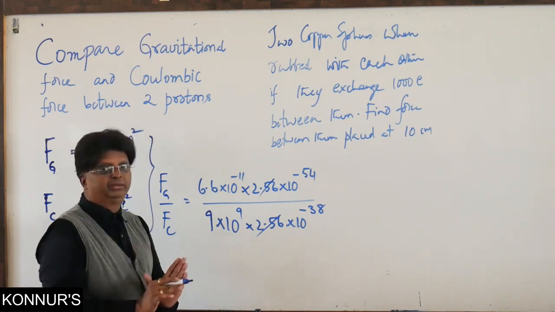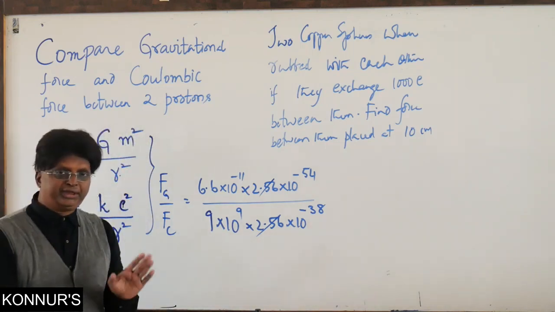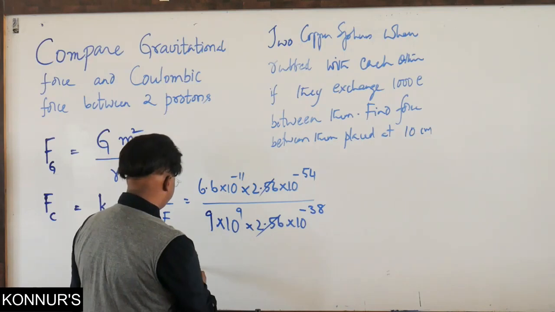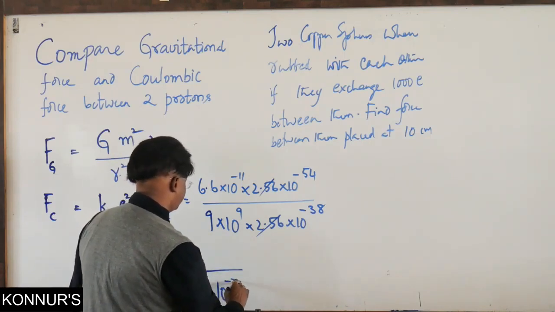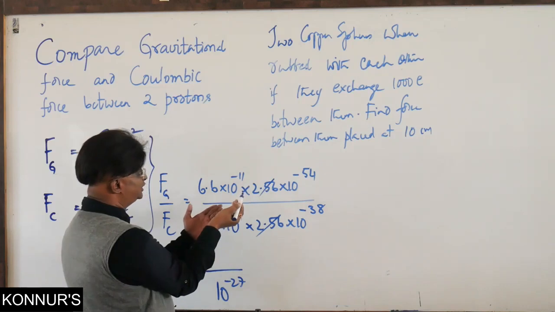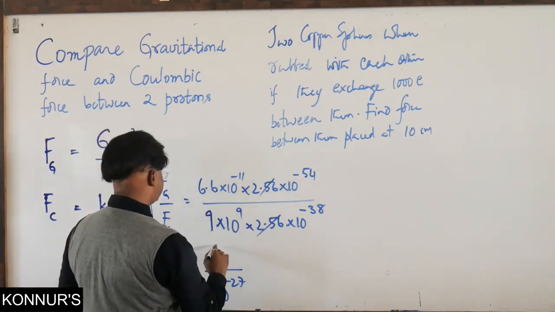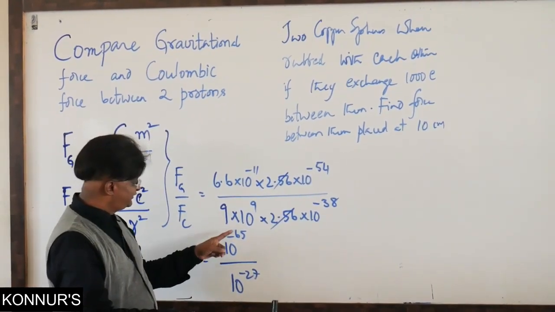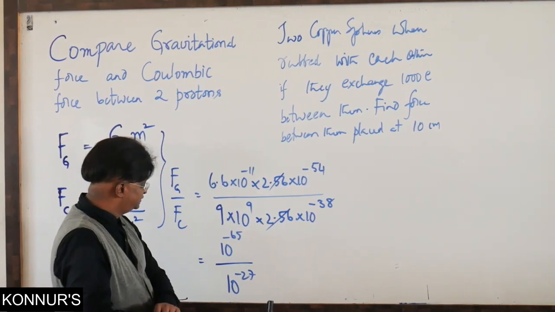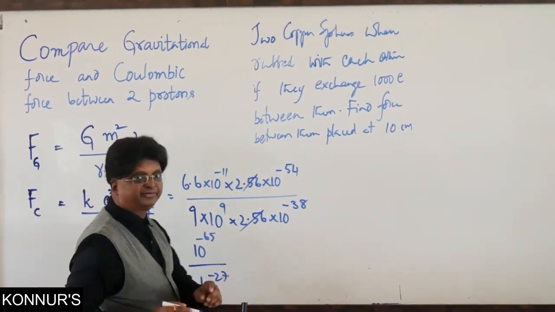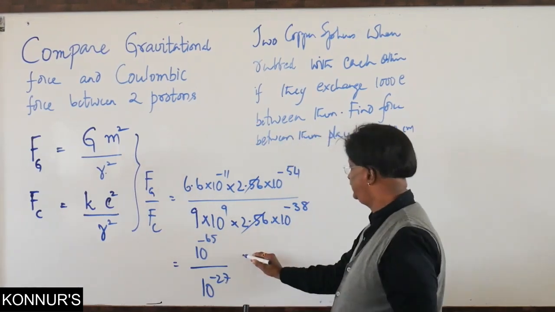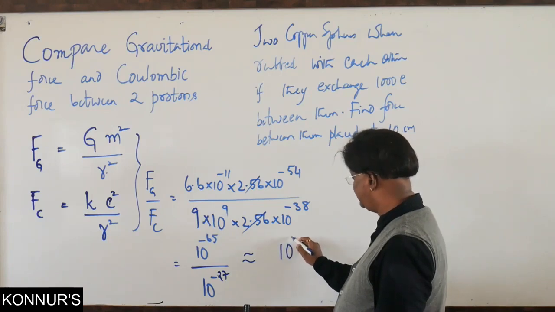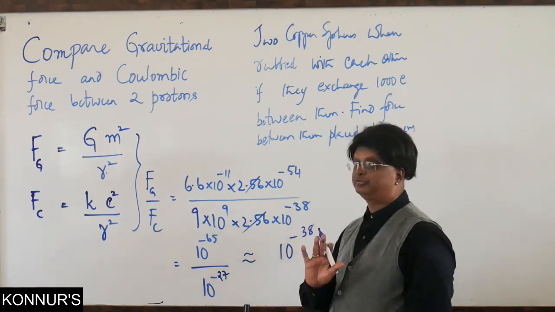Now take the order only, because we need the comparison. Take the order only. What are the orders you will get? This is minus 27 orders in the denominator, and in the numerator, look at this number, 10 raised minus 65 orders you have in the numerator. Minus 65 and minus 27. How many orders are you getting? 27 you are getting, right? Therefore it is like 10 raised minus 38 orders you are getting.